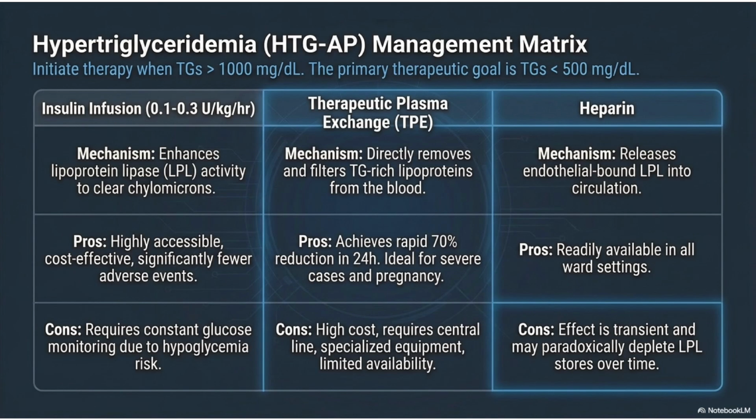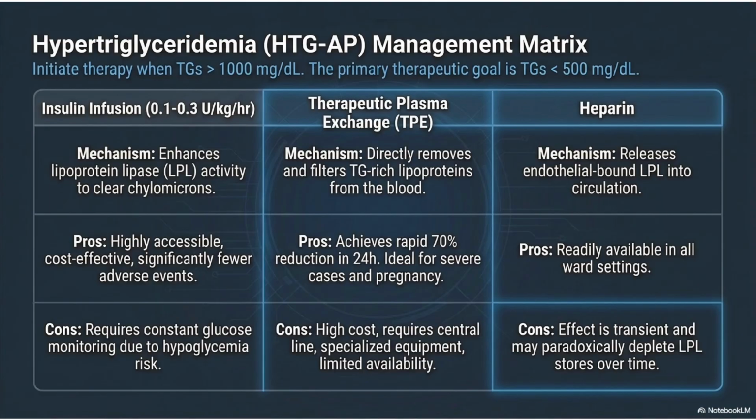For hypertriglyceridemia-induced acute pancreatitis, you have to do something for this. You initiate therapy when triglycerides are more than 1,000 as a rule of thumb. I have seen some physicians start this even at the level of 800s and 900s. It all depends on how clinically the patient is appearing. So you can do that, but more than 1,000 is the initial threshold. The primary therapeutic goal in this case is to reduce the triglyceride levels below 500.